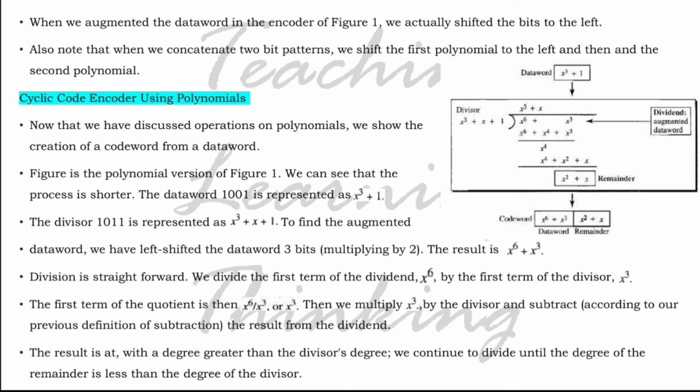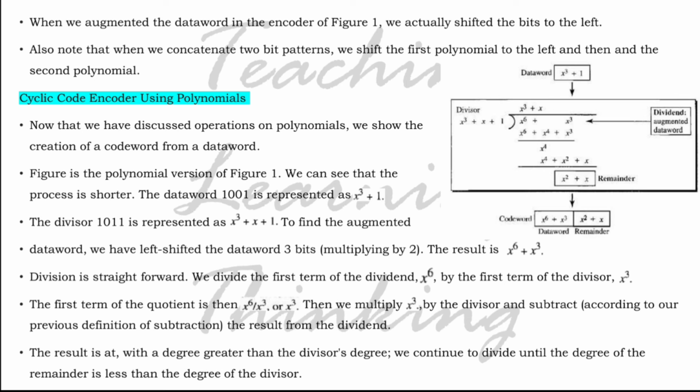So the figure shows a polynomial version of figure 1, and we can see that the process is shorter. The data word 1001 is represented as x raised to 3 plus 1, and the divisor 1011 is represented as x raised to 3 plus x plus 1. To find the augmented data word, we have left shifted the data word 3 bits, multiplying by x raised to 3, and the result is x raised to 6 plus x raised to 3.